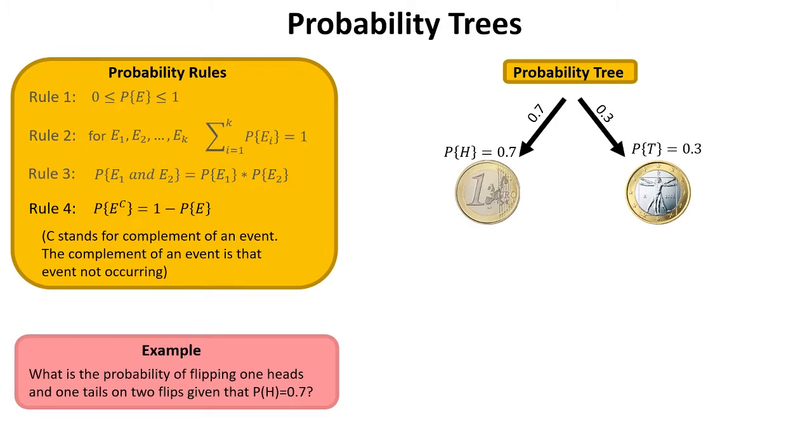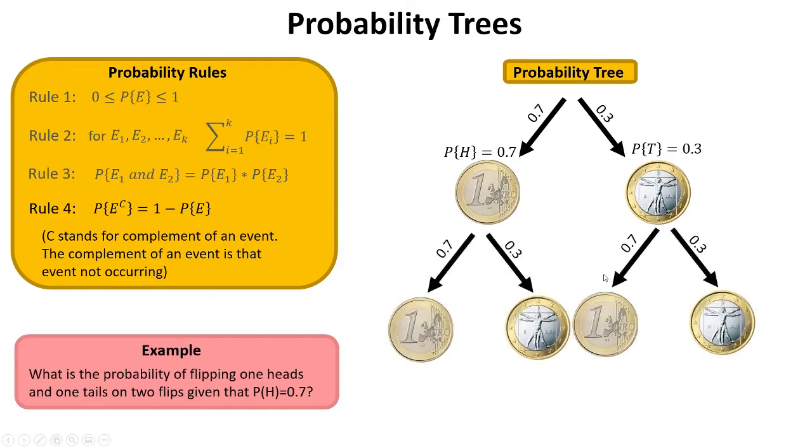All right, so let's do an example. What is the probability of flipping 1 heads and 1 tails on 2 flips, given that the probability of flipping a heads is 0.7? This is where this concept of a probability tree really starts to pay off. So now it's not as simple. Not everything is 0.5 and 0.5. And if we draw out our probability tree, we can see just how this plays out.